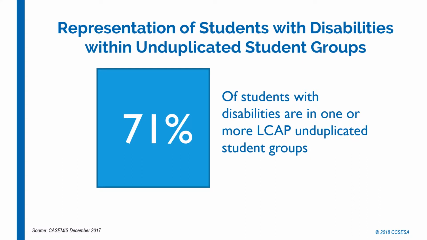The Local Control and Accountability Plan, LCAP, describes actions and services provided to all students with a focus on improving the outcomes of unduplicated students. Schools are required to develop an LCAP. The LCAP describes how schools intend to meet annual goals for all pupils with specific activities to address state and local priorities. In 2016-17, a majority of students with disabilities were also represented in at least one unduplicated student group that is part of the LCAP.